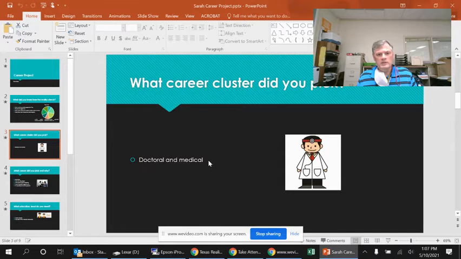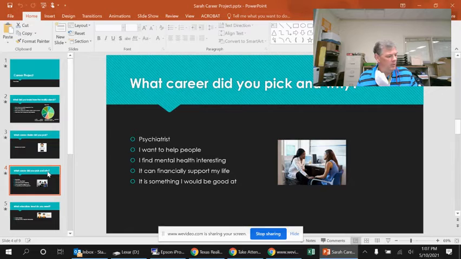All you need is a bullet point. They needed to have a doctoral and medical degree, and they put a picture in there. Each slide, except for the very first slide, needs to have either a picture or a chart or graph. Number 4, what specific career did you pick and why? So they picked a psychiatrist, and the reasons why.